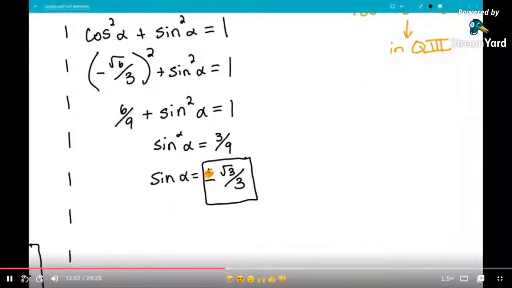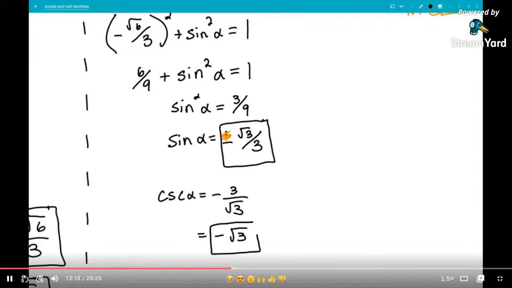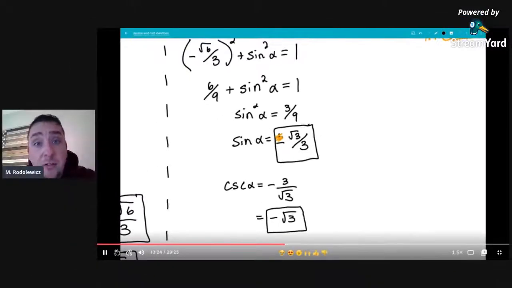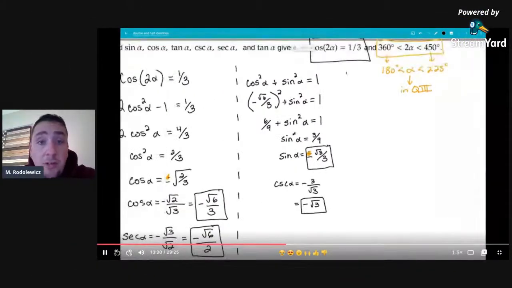What can I immediately find if I know the sine ratio? Invert it, take its reciprocal, and you immediately have the cosecant. Do a little rationalizing. And now we're down to finding 2 more remaining values. We need to find the tangent and cotangent. Pause the video. What would you do here? How would you do it?